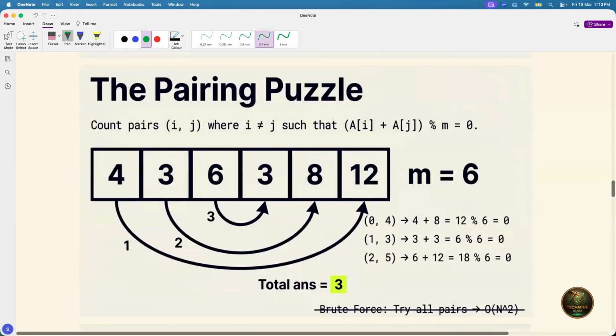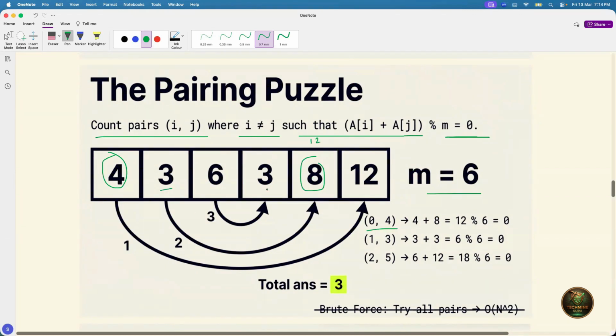So let's see one problem. You have to count pairs (i, j) where i is not equal to j, and (a of i plus a of j) modulus m should be equal to 0. Suppose you have been given an array 4, 3, 6, 3, 8, 12, and m is 6 here, right? If you add the 0th element and the 4th element, the pair sum will be 12. So 12 is divisible by 6. So this is one pair, right?